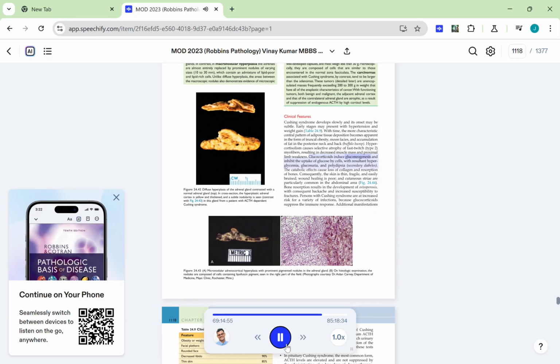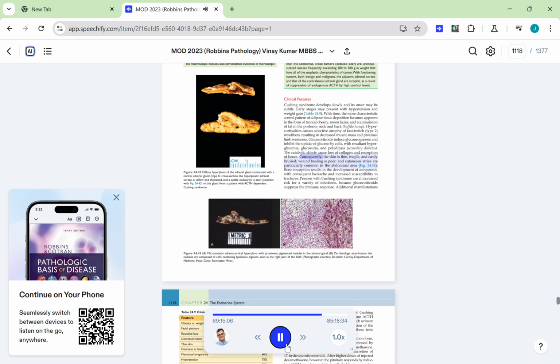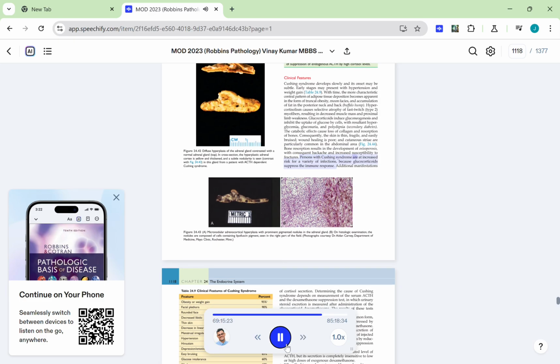Glucocorticoids induce gluconeogenesis and inhibit the uptake of glucose by cells, with resultant hyperglycemia, glucosuria, and polydipsia. The catabolic effects cause loss of collagen and resorption of bones. Consequently, the skin is thin, fragile, and easily bruised, wound healing is poor, and cutaneous striae are particularly common in the abdominal area. Bone resorption results in the development of osteoporosis, with consequent backache and increased susceptibility to fractures. Persons with Cushing syndrome are at increased risk for a variety of infections because glucocorticoids suppress the immune response.